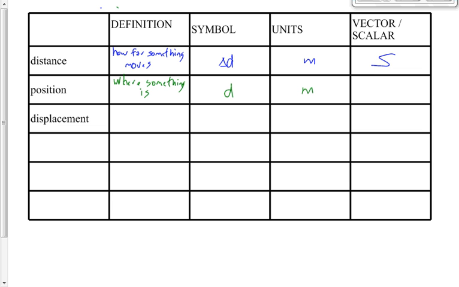But position is a vector, because it's always important to know your position relative to something. Okay, relative to a reference point. My position relative to the wall is 3 meters to the north of the wall. My position relative to Calgary is 30 kilometers south of Calgary. My position relative to Banff is, I don't know, 150 kilometers, let's say, southeast of Banff. Okay. Position is a vector. It has to be measured relative to something, and it has to have a direction in it.